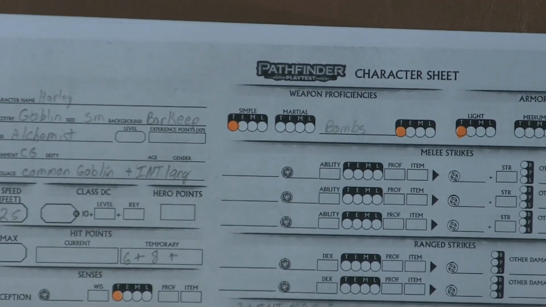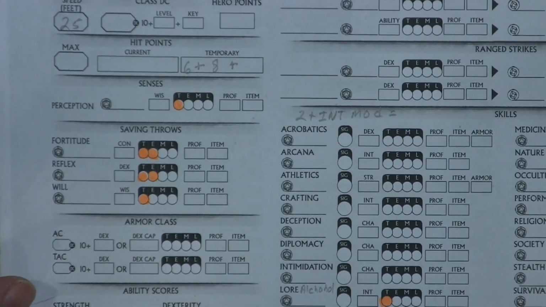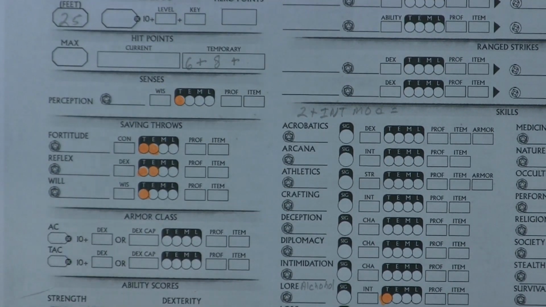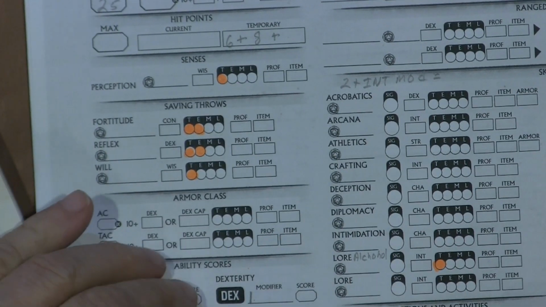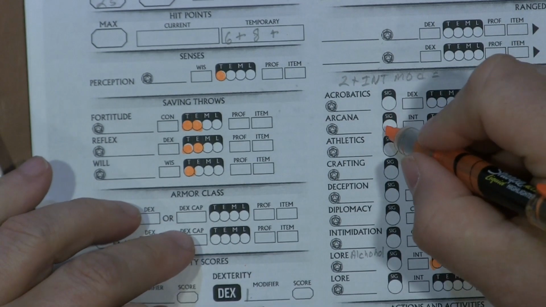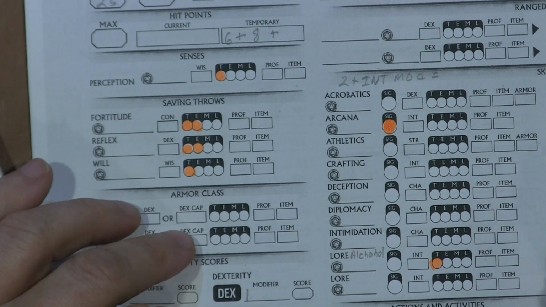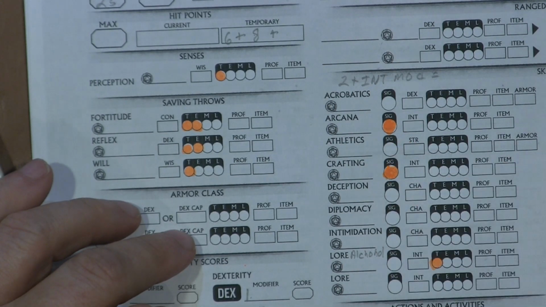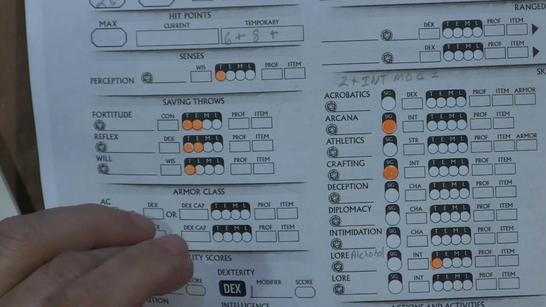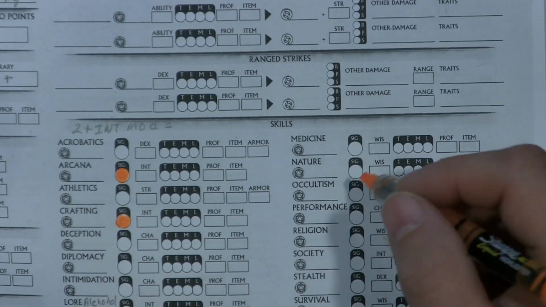And his signature skills, which this is important to note, these are the skills that you can advance your trainings in. So signature skills, advanced beyond expert, I should say, are going to be Arcana, Crafting, and Medicine.